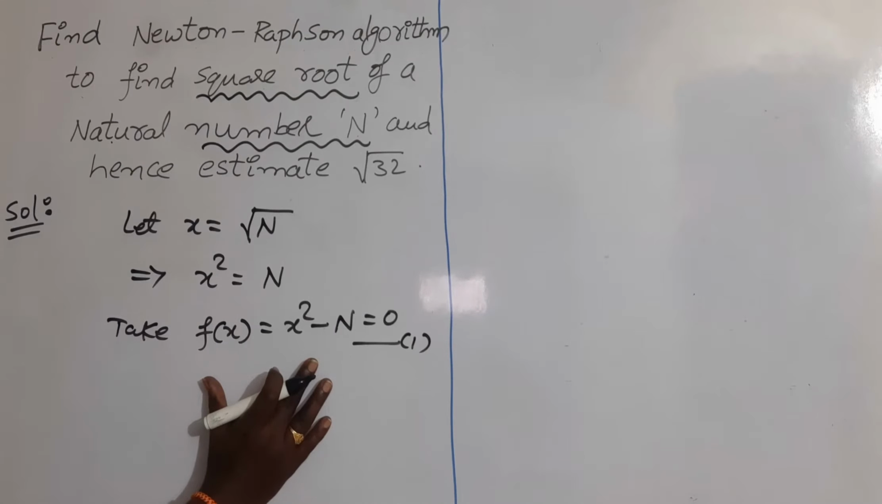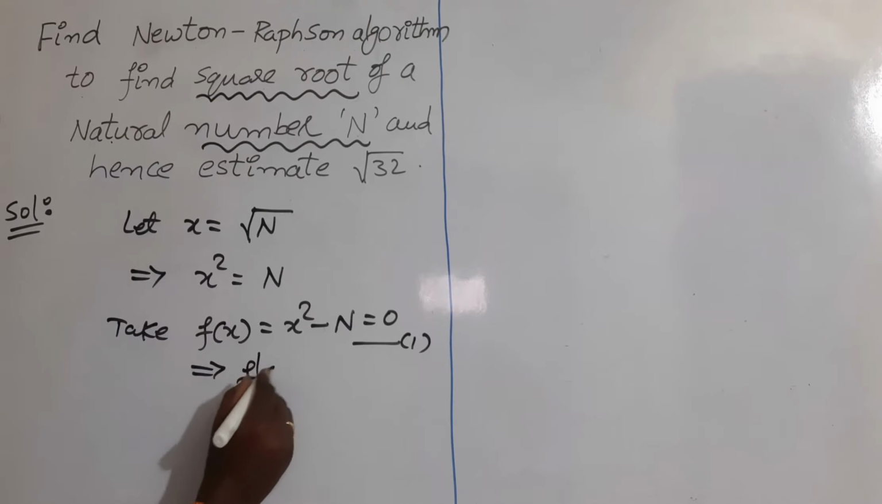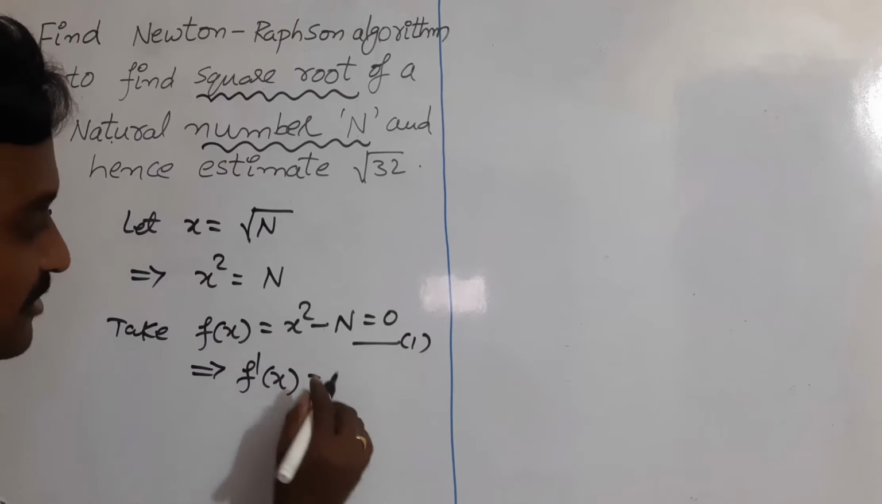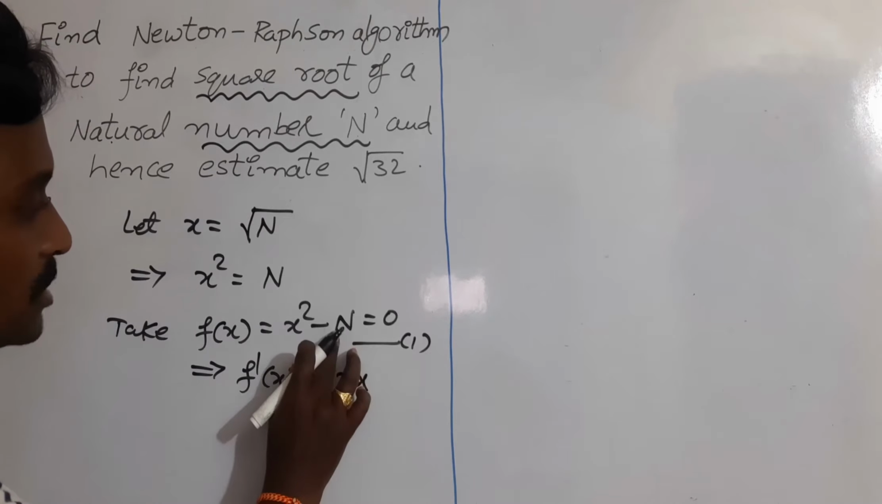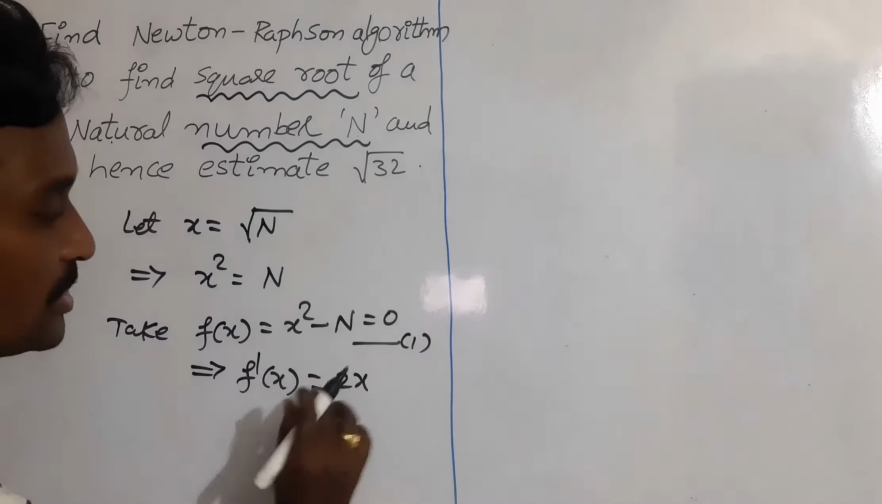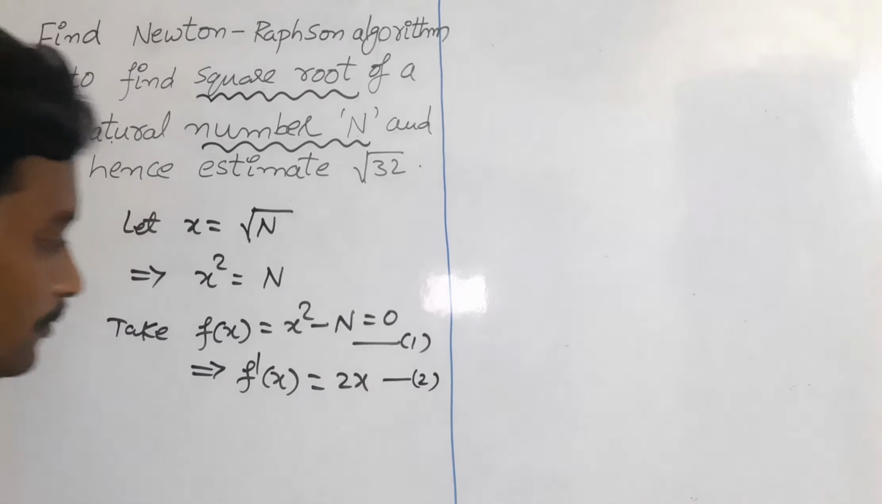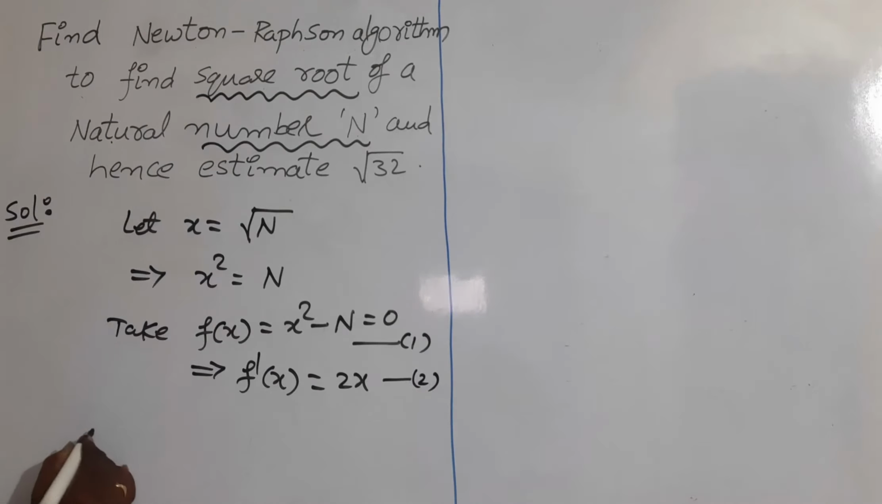Whenever we are going to apply the Newton-Raphson method, we should take the derivative of f of x also, which is denoted by f dash of x. So the derivative of x square is 2x. And N is a positive integer, it is a constant, its derivative with respect to x is 0. So 2x minus 0 is simply 2x. Take it as equation number 2. Now write the algorithm in the Newton-Raphson method.